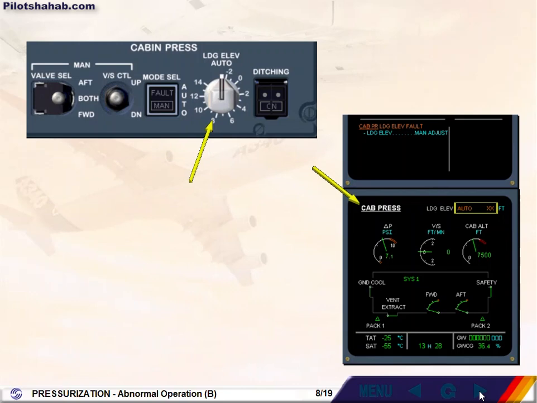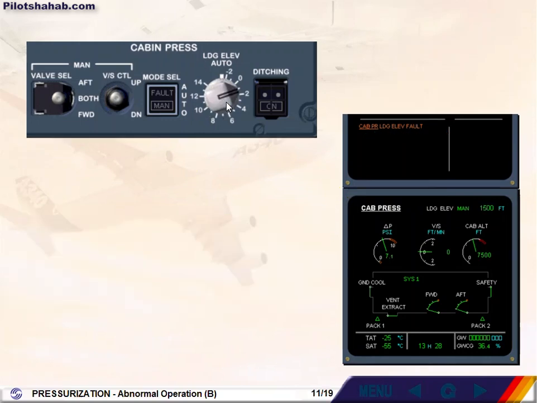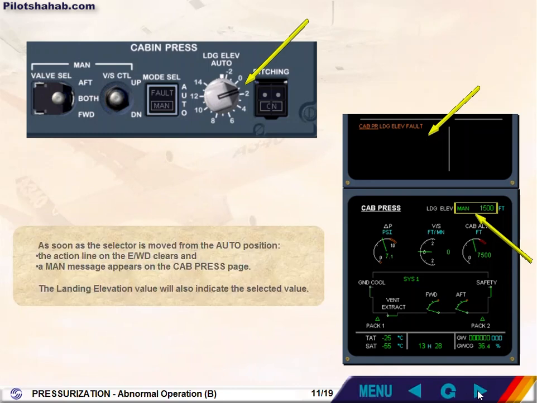The pilot flying will ask you to perform the ECAM actions. Perform ECAM action. As soon as the selector is moved from the auto position, the action line on the engine warning display clears, and a man message appears on the cabin pressurization page. The landing elevation value will also indicate the selected value.